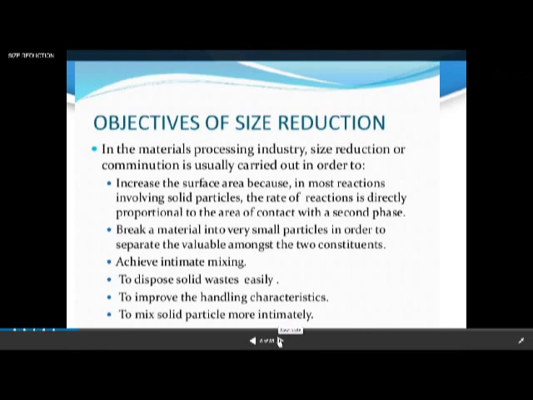Uniformity you will get, and you will get very fine size particles, even nanoparticles, by using size reduction, which are very useful in preparations like lipsticks, where you need nano size or micro size particles. Certain formulations need a very small particle size, which can be achieved by the process of size reduction only. So these are the various objectives of size reduction.